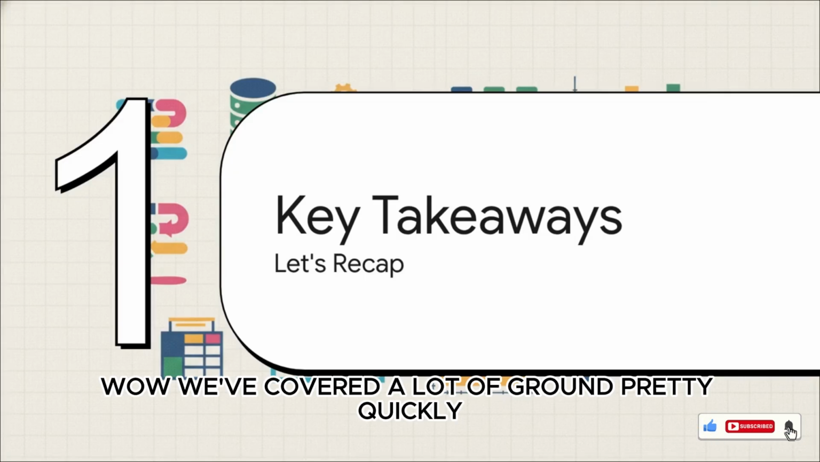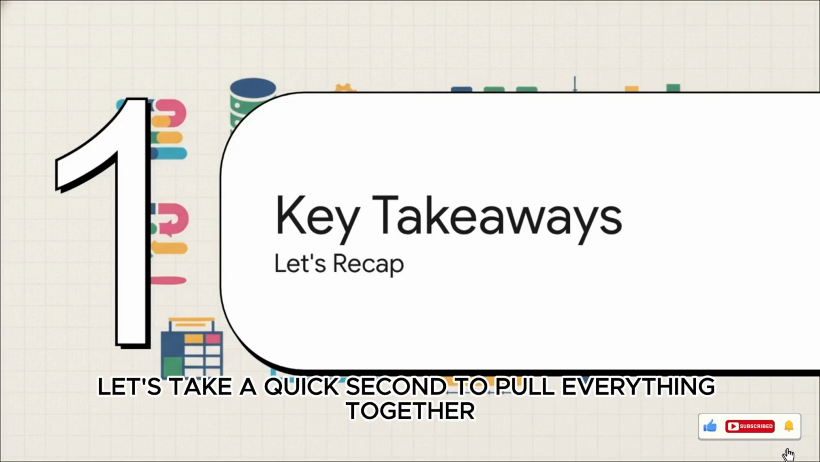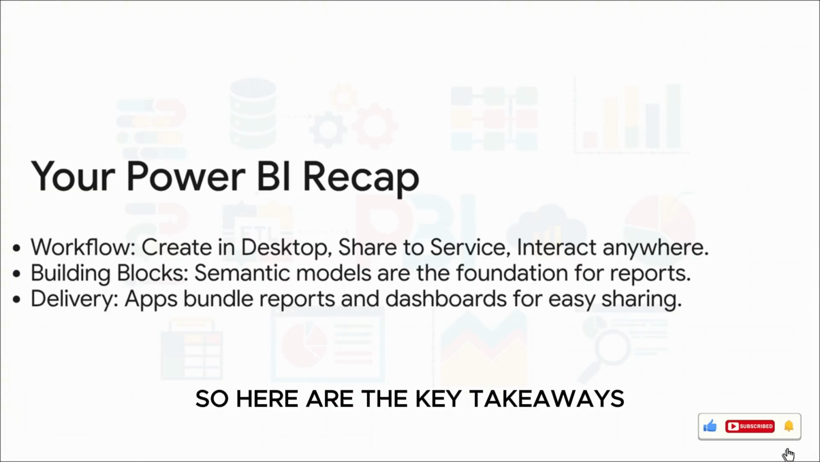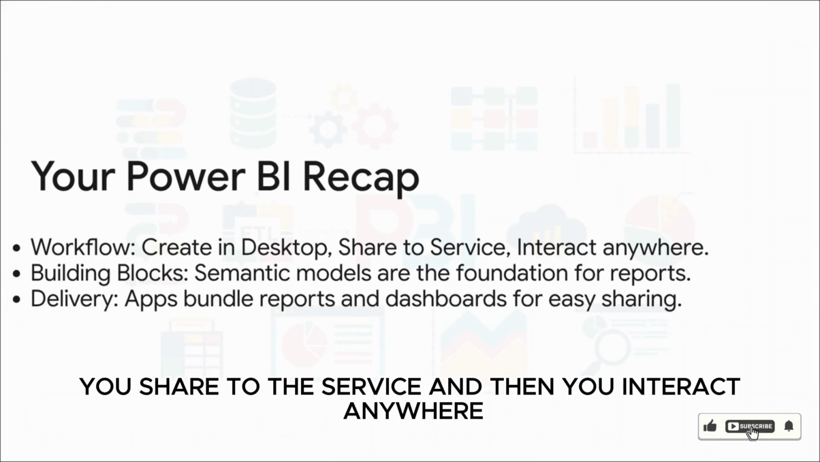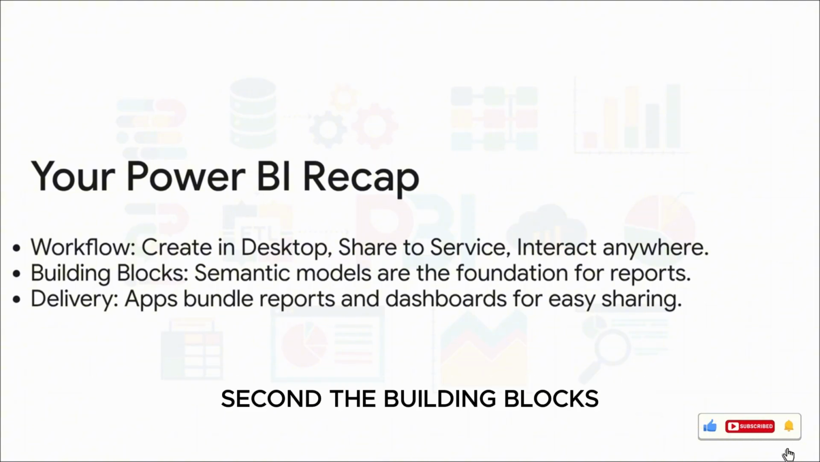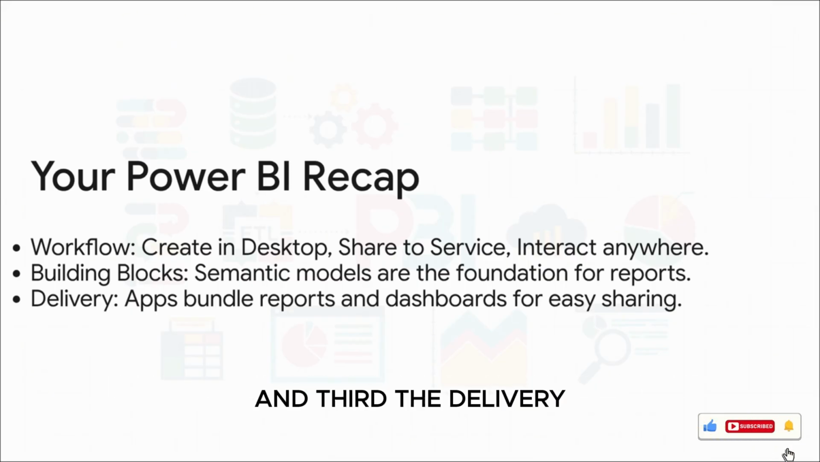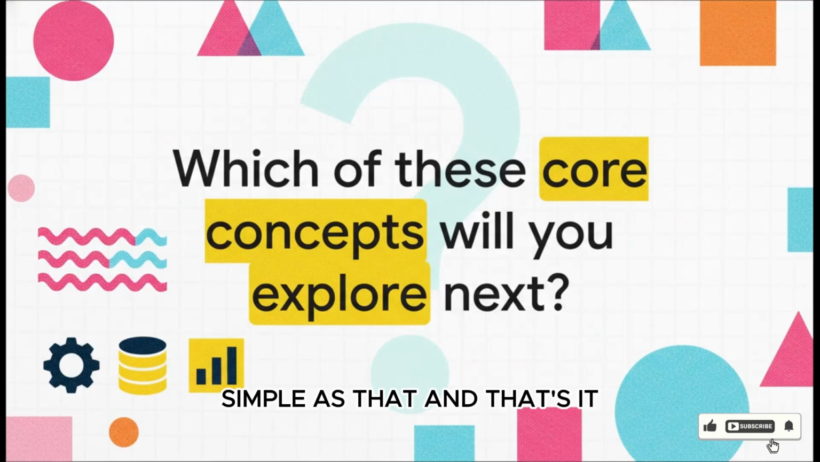Wow, we have covered a lot of ground pretty quickly, and you've done an awesome job. So let's take a quick second to pull everything together and just review the 3 main ideas we talked about. So here are the key takeaways. First, the workflow. You create in desktop, you share to the service, and then you interact anywhere. Second, the building blocks. The semantic model is the foundation that lets you build your reports. And third, the delivery. An app is how you package it all up for sharing. Simple as that. And that's it.